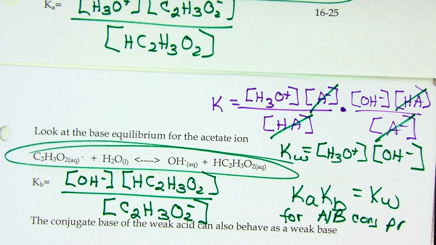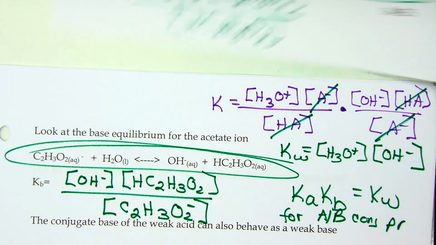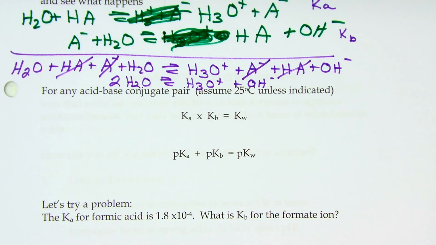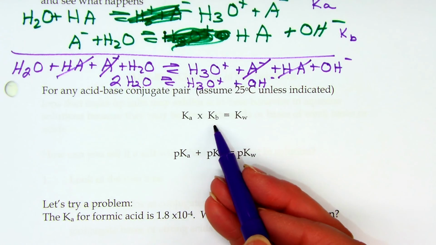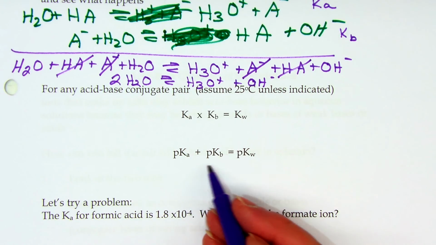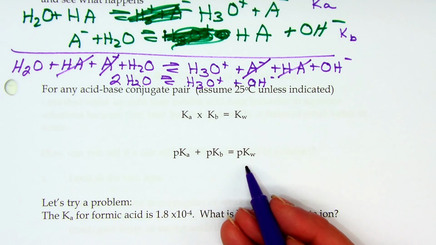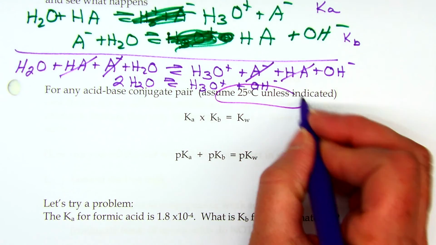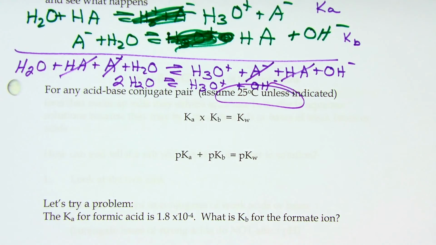So now this gives us the ability to do calculations with a conjugate base of an acid. If we know the Ka for that weak acid, we can find the Kb for its conjugate base. So for any acid-base conjugate pair, Ka times Kb is equal to Kw, and pKa plus pKb will equal pKw. And we assume we're at 25 degrees unless we say otherwise.